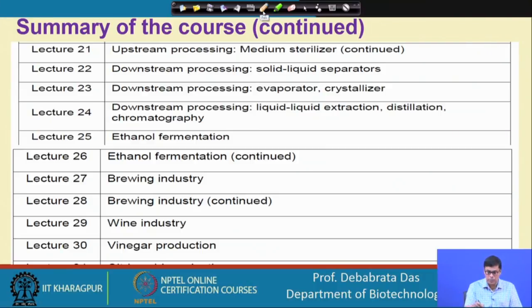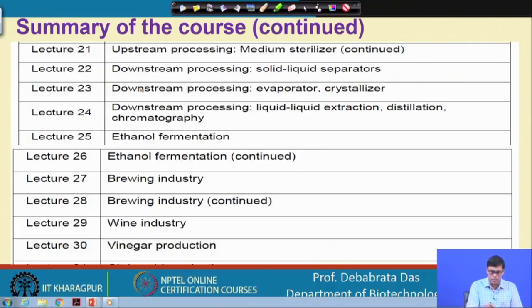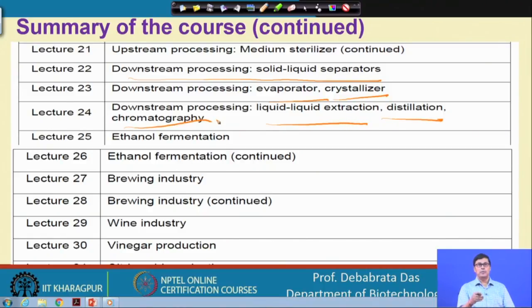Then I switch over to the downstream processing: the solid separation process, evaporation, crystallizer, liquid extraction, distillation, chromatography. All these things I try to discuss, so that your idea about different downstream processes will be clear. After covering all these things, then I switch over to the biochemical production process, different fermentation processes.